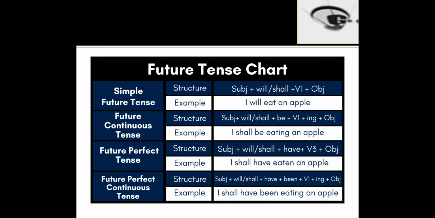Thirdly, we have future perfect tense and we write the subject plus will or shall plus have plus the third form of the verb plus the object. For example, I shall have eaten an apple. Fourthly, we have the future perfect continuous tense and we write the subject plus will or shall plus have plus been plus the first form of the verb plus ing plus the object. For example, I shall have been eating an apple.